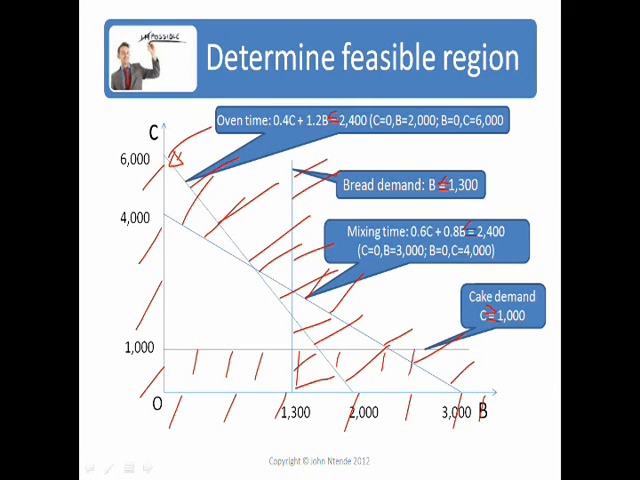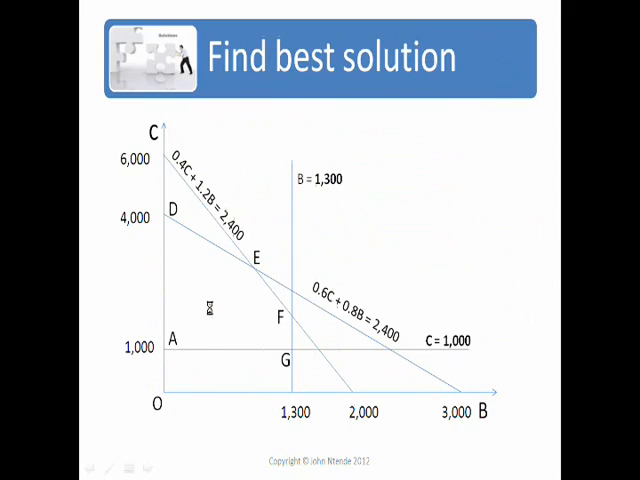So the region which is unshaded, the region A, D, E, F, and G, is the feasible region. So our solution is either A, D, E, F, or G. So we need to find the best solution. So how do we find the best solution?